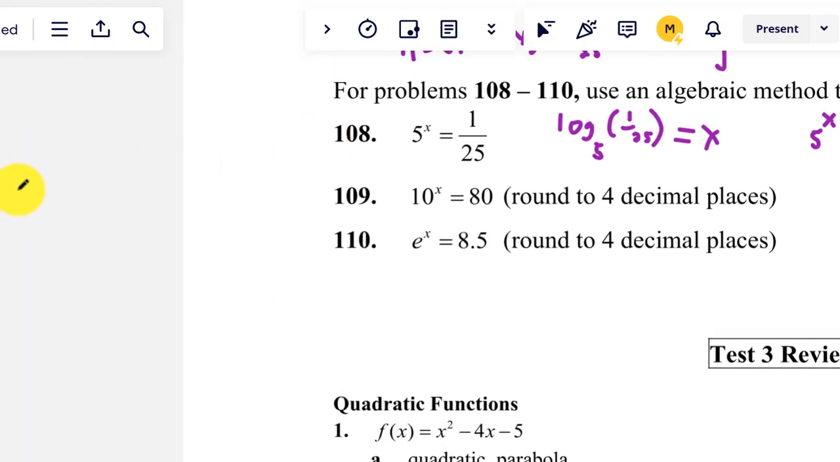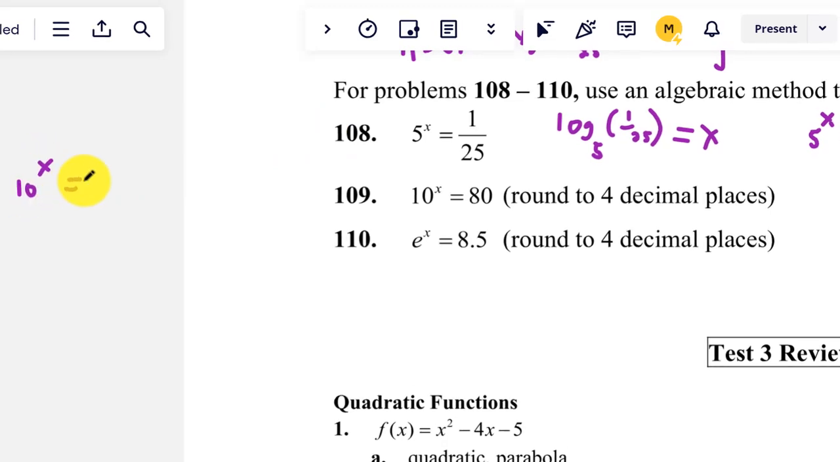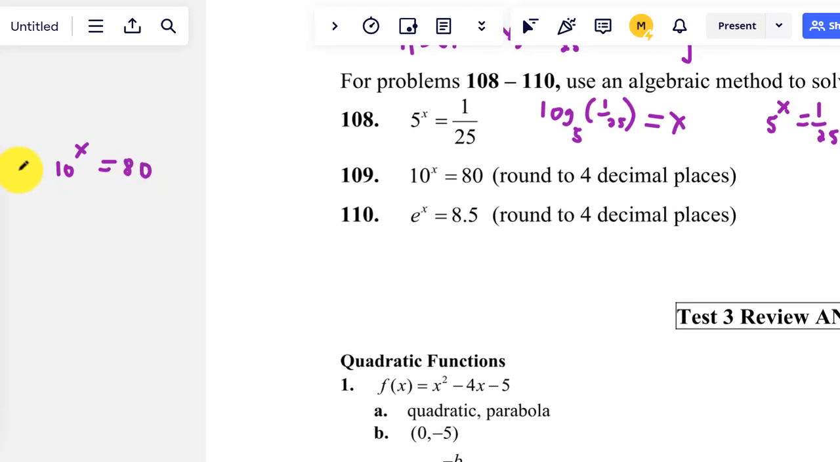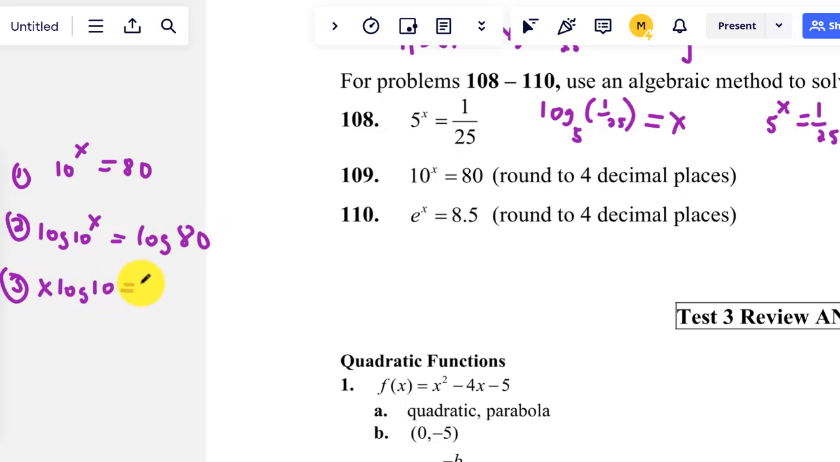All right, so I have 10 to the x equals 80. I could take the log of both sides. Log of 10 to the x equals log 80. Then I can rewrite using properties of logs. I bring the x in front of log 10 equals log 80. Now you should know that log base 10 of 10 equals 1. So this is really like saying x times 1, okay?